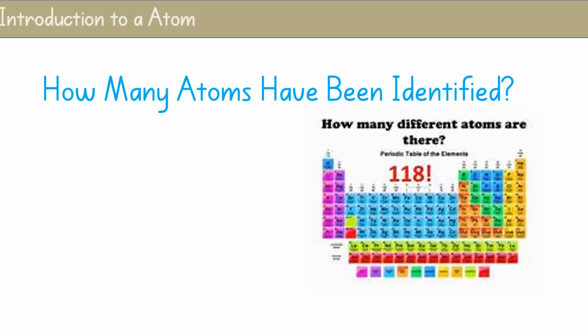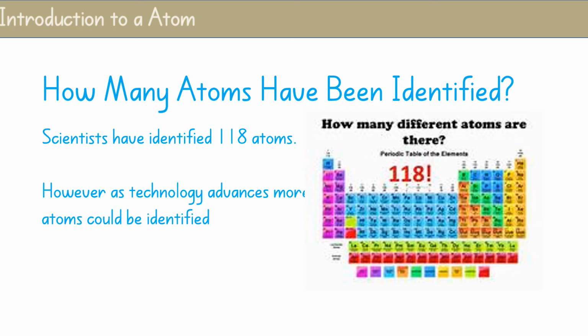How many atoms have been identified? Scientists have identified 118 different atoms. However, as technology advances, more atoms could be identified.